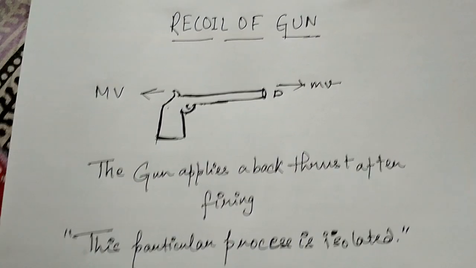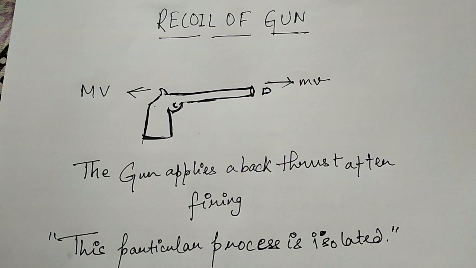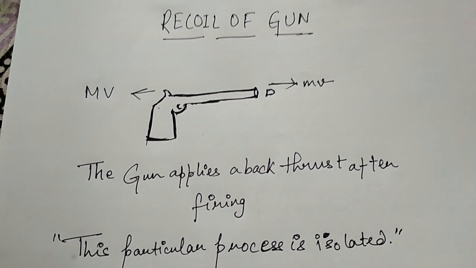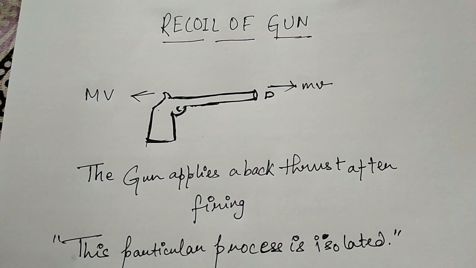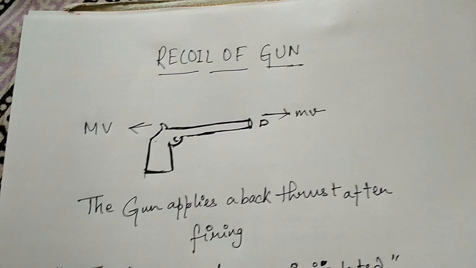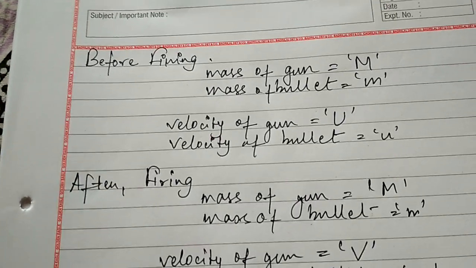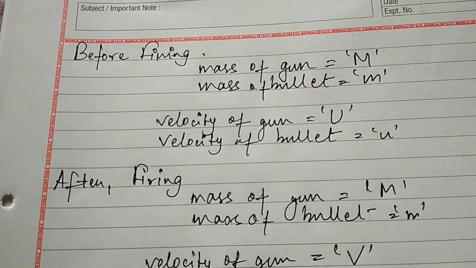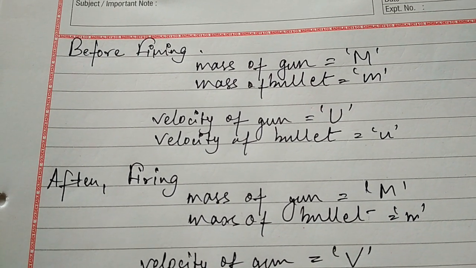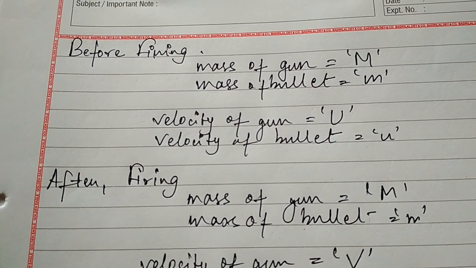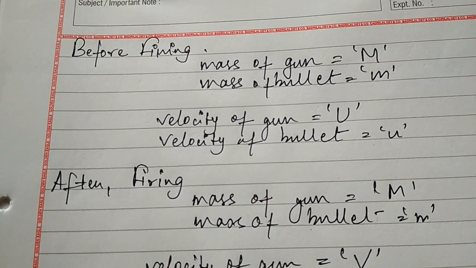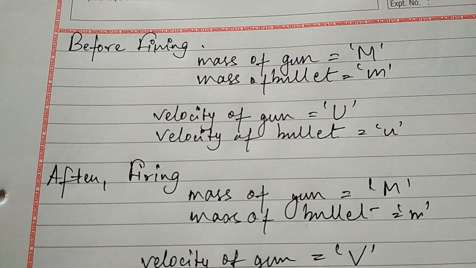This particular system is isolated, which means that at the initial position there is no force acting on it. There is only the bullet, the gun and the trigger. So let us understand this very carefully. Before firing, let the mass of the gun and the bullet be capital M and small m respectively. So the velocity of the gun and the bullet before firing be capital U and small u respectively.